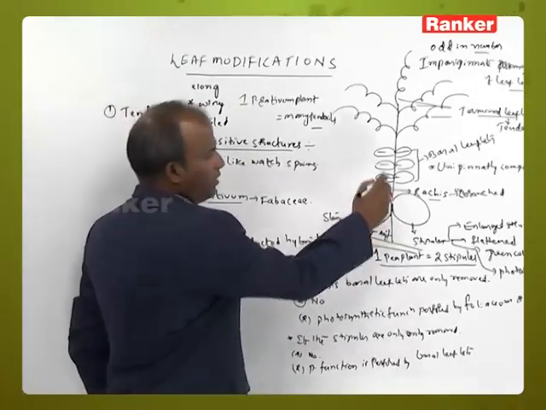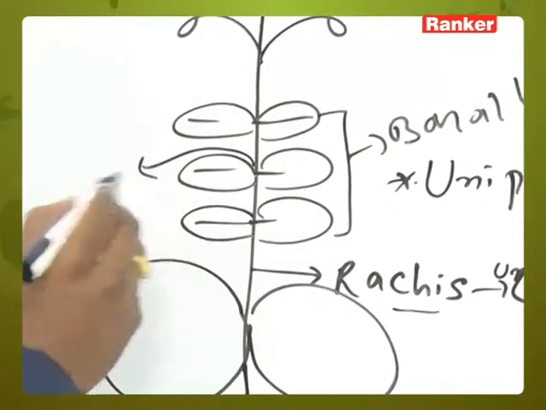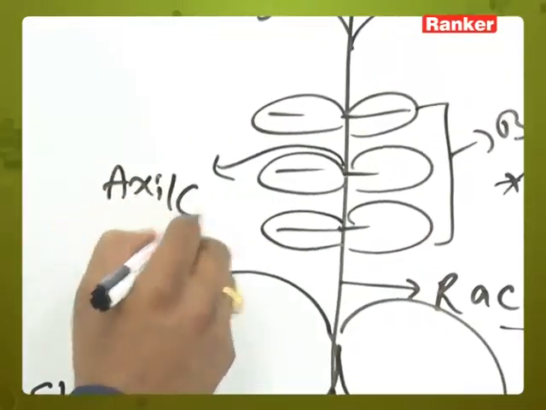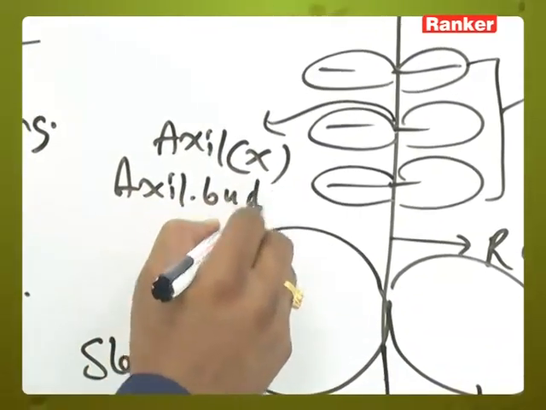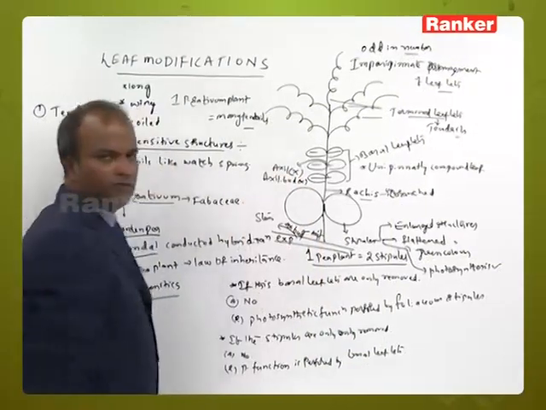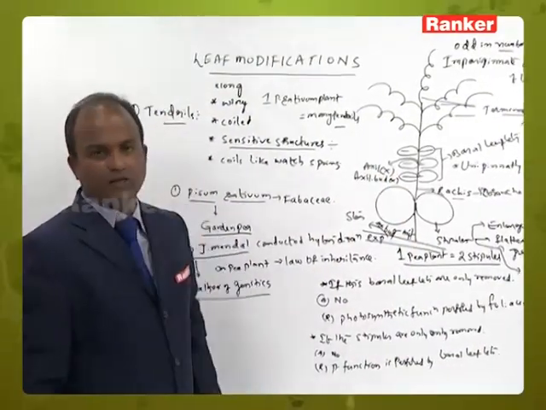But the upper angle between the leaflet and the rachis, can we call that an axil? No, it is not called an axil, where it does not show an axillary bud in that axil.